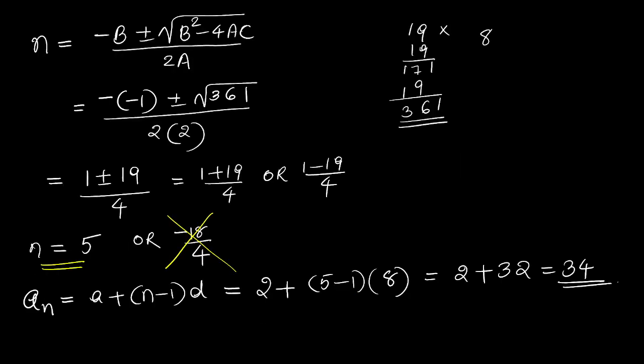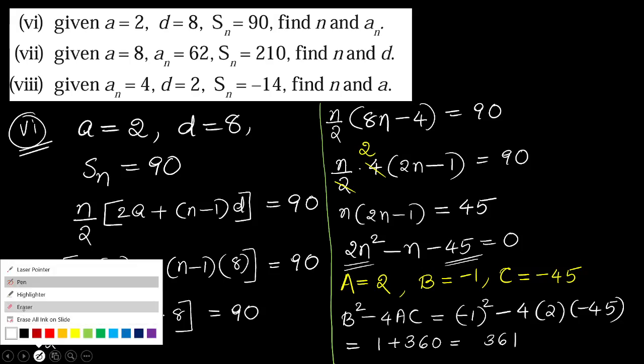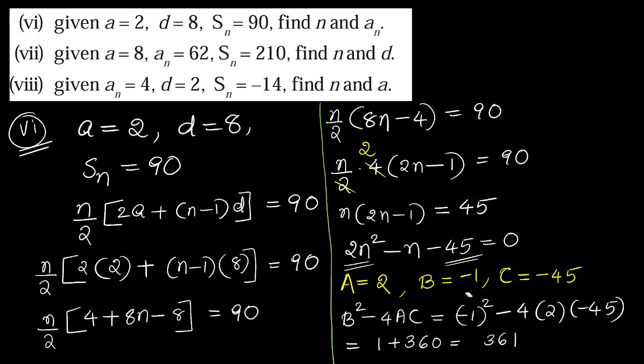Excuse me, sir. Yes, tell me. Sir, in the previous sum, I used factorization method to find the value of n. Yes, that is also fine. You can do the factorization. That is also correct. No problem. But some students face difficulty in splitting the middle term, especially for large numbers. So if you use the quadratic formula, you definitely will get the answer. Okay, sir. Thank you.